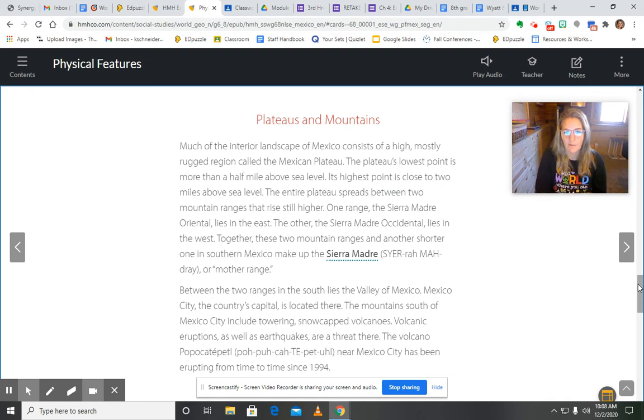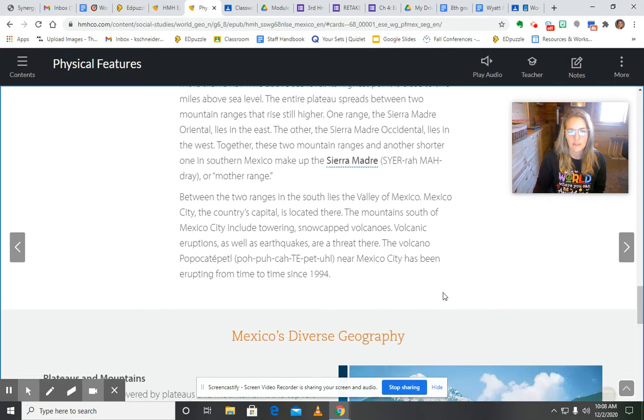Much of the inner landscape of Mexico consists of a high, mostly rugged region called the Mexican Plateau. The plateau's lowest point is more than half a mile above sea level. Its highest point is close to 2 miles above sea level. The entire plateau spreads between two mountain ranges that rise still higher. One range is the Sierra Madre Oriental that lies in the east, and the other is the Sierra Madre Occidental, which lies in the west. Together, these two mountain ranges and another shorter one in southern Mexico make up the Sierra Madre, or the Mother Range. Between these two ranges in the south lies the Valley of Mexico.